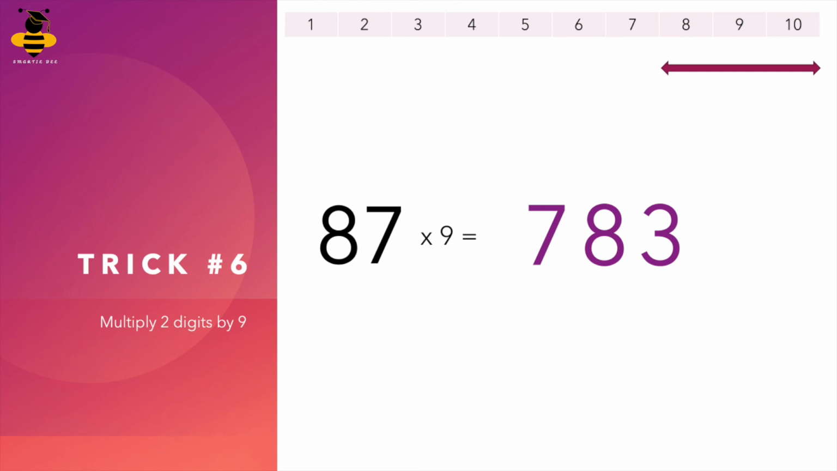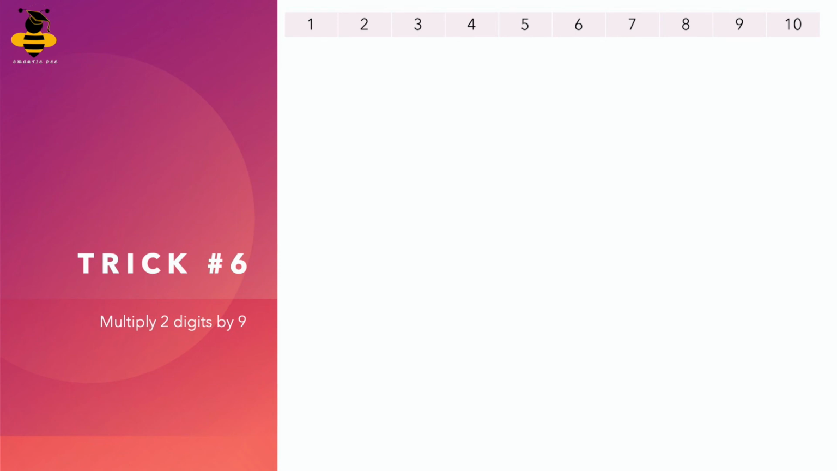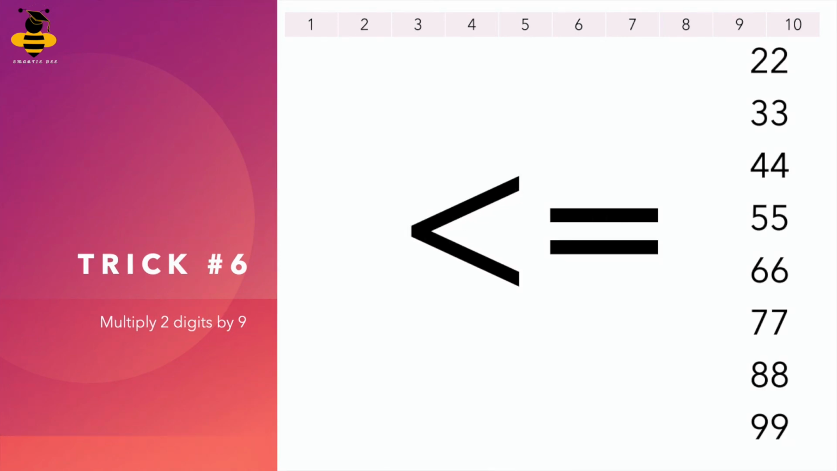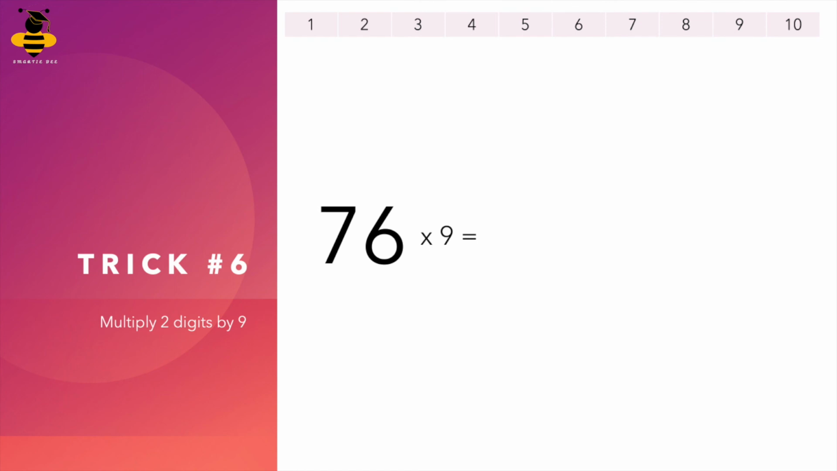Fantastic. I hope you are clear that if the number is 22, 33, 44, 55, 66, 77, 88, or 99, then you will use this logic. Else you will use the first logic. So let's look at another example, 76 multiplied by 9. I'll give 30 seconds for you to try to answer this question by yourself.